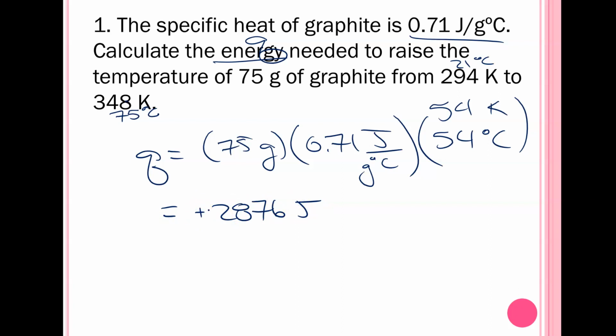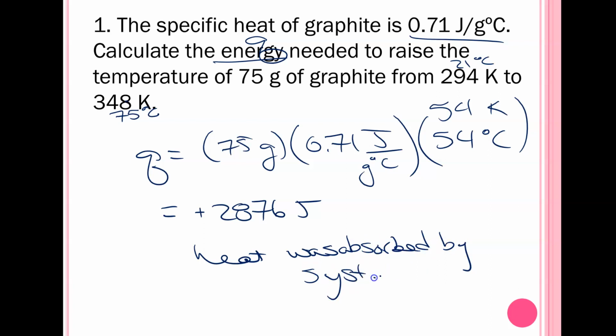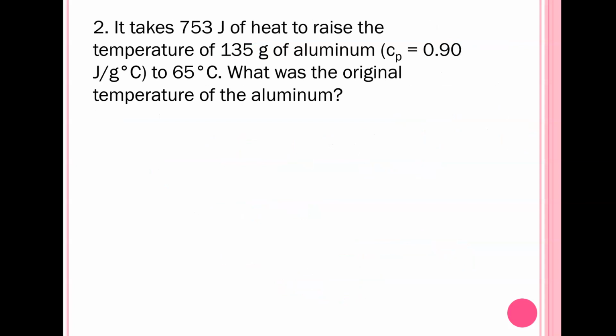It is positive because heat was absorbed by the system, the graphite. Okay, it took in the heat from the surroundings.